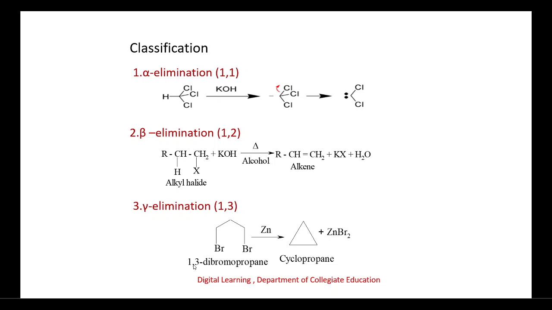For example, 1,3-dibromopropane heated in the presence of zinc undergoes elimination of two bromine atoms from the first and the third carbon atoms to form cyclopropane, an example of gamma elimination. This is all about the elimination reaction.